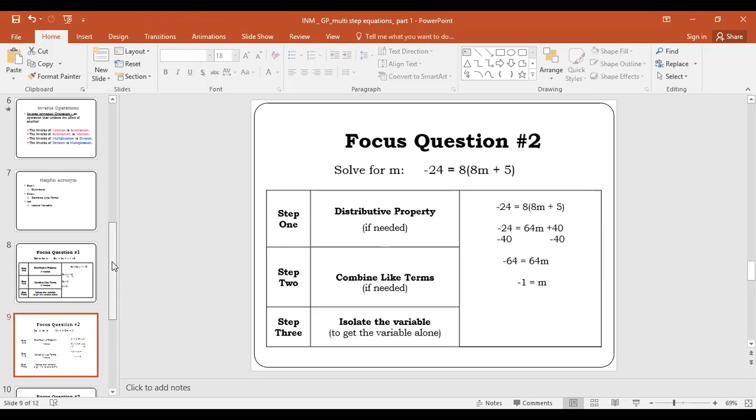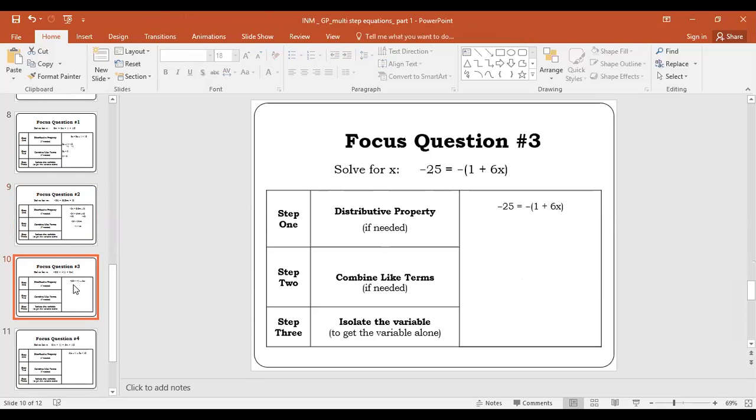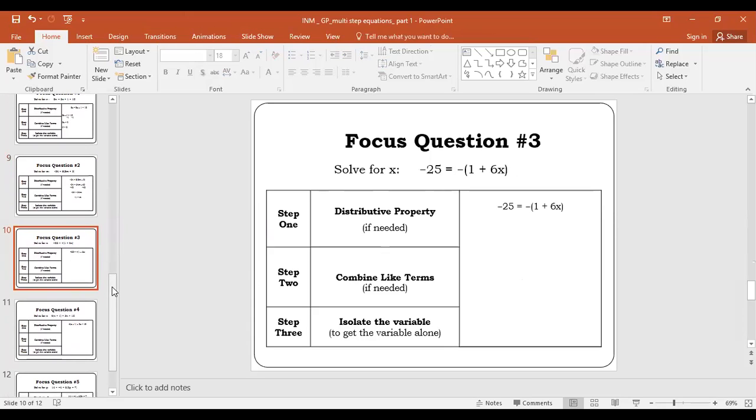All right, now, would you guys go ahead and try this one? I'm going to pause things for a minute. This one's got a little bit of a trick to it.